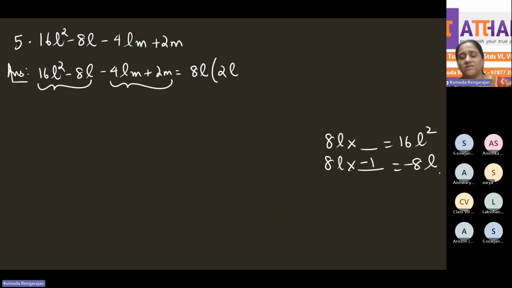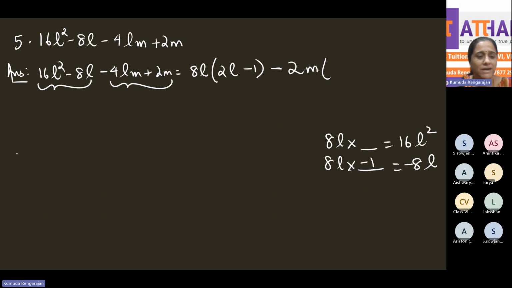8L into 1 is 8L. Plus into minus is minus, with minus 1 here. Then whatever sign follows the second term, minus, write it as it is. Now again the HCF of the third and the fourth terms. 4 and 2 is 2. L, ignore M.